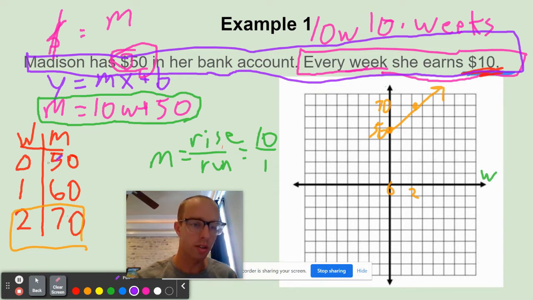I have a table that shows how much money she has at each week. After 0 weeks, she has $50. After 1 week, she has $60. After 2 weeks, she has $70. I have a graph that shows the exact same thing. After 0 weeks, she has $50. After 1 week, she has $60. After 2 weeks, she has $70. These are all the exact same thing. They're showing the exact same thing, just in different ways. Hopefully this is starting to really make sense.